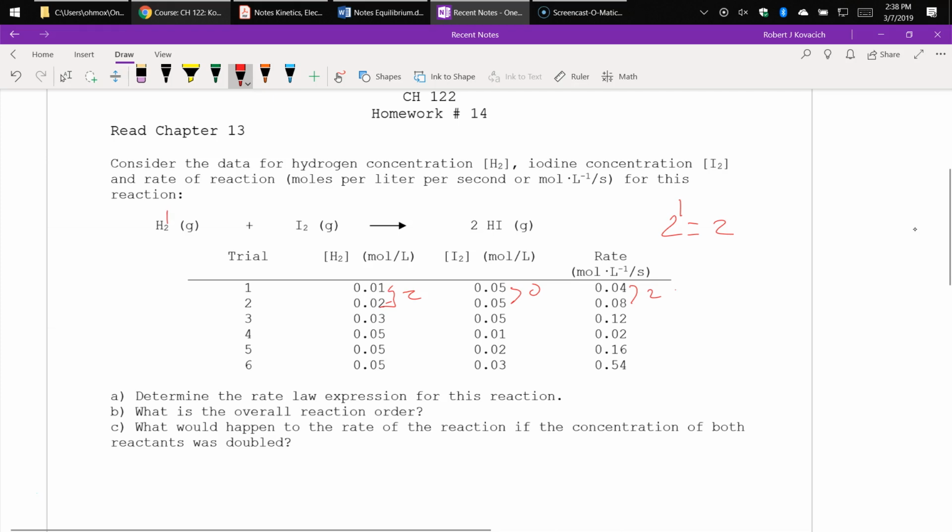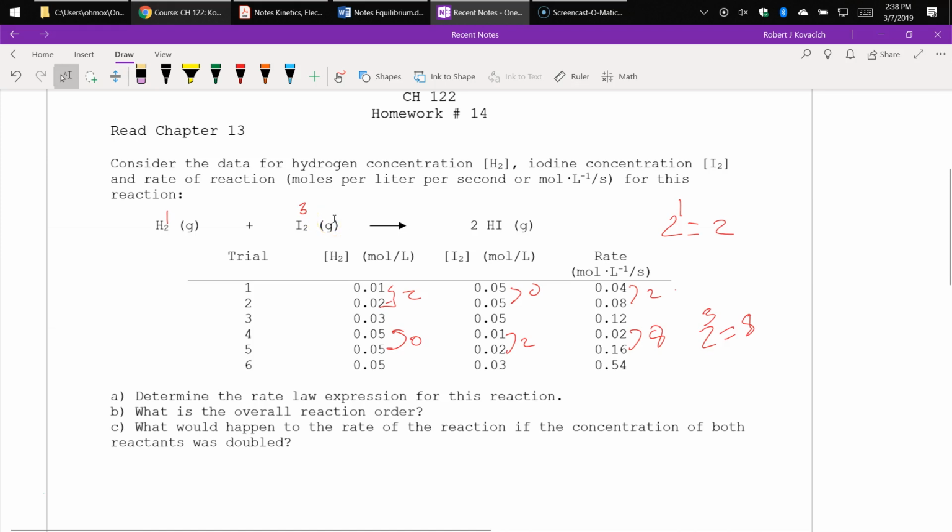So which trials would you like to do now? 4 and 5. So in 4 and 5, we've got a 0 change for the hydrogen. We've got a doubling for the iodide. And what happens here? It goes up by a factor of 8. So 2 equals 8 when the exponent is a 3. So it's third order with respect to the iodide.